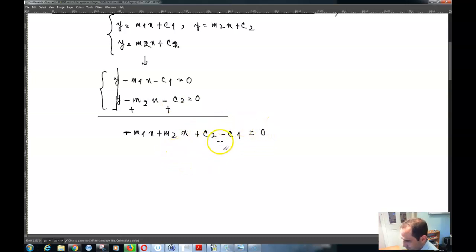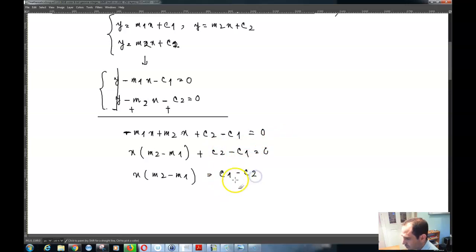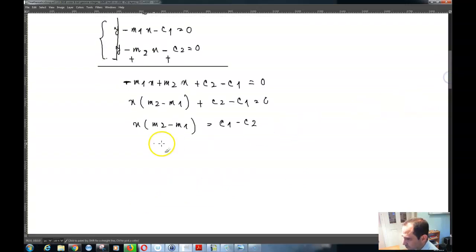That means that x times m2 minus m1 plus c2 minus c1 is equal to 0. That means that you could write this as x times m2 minus m1 is equal to c1 minus c2. And so x is equal to c1 minus c2 over m2 minus m1. So this is your x.